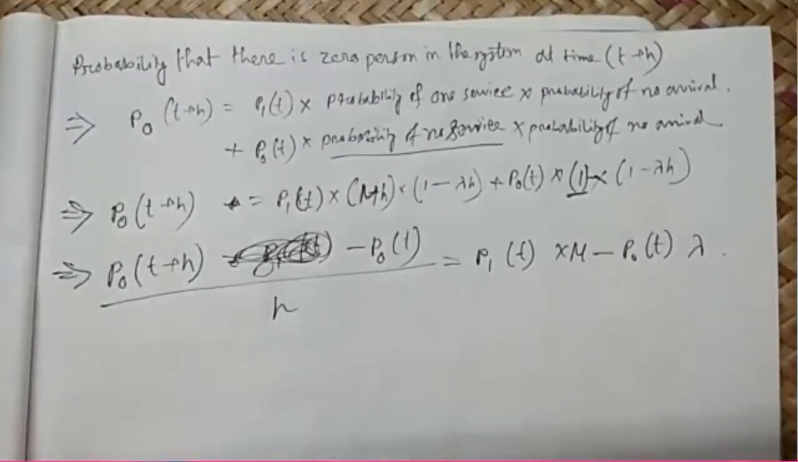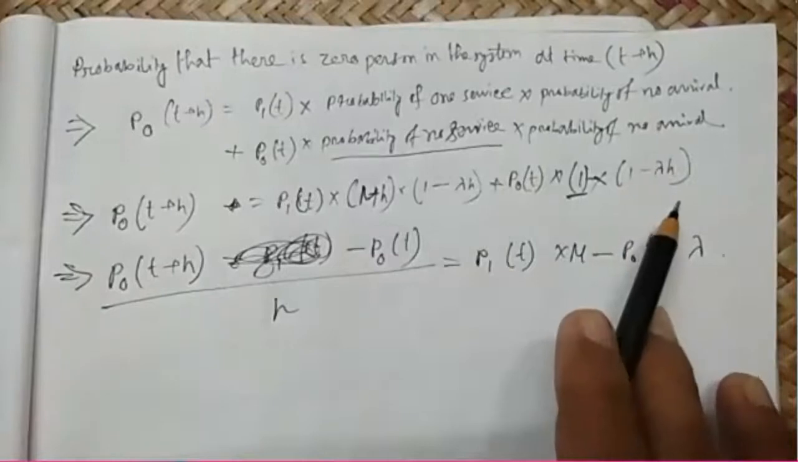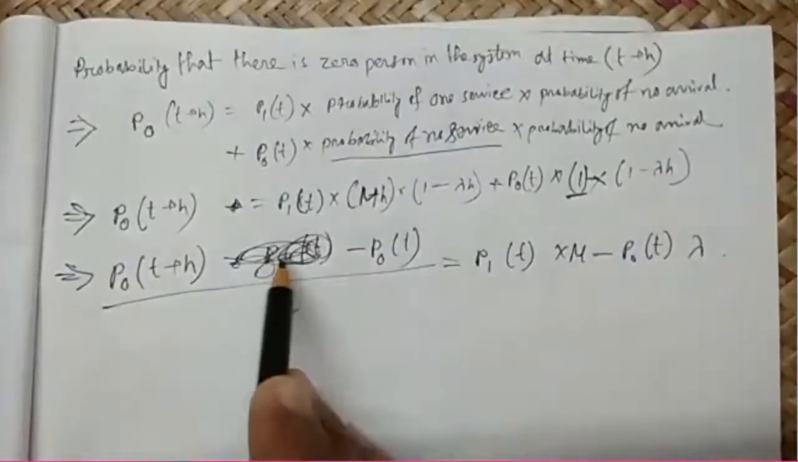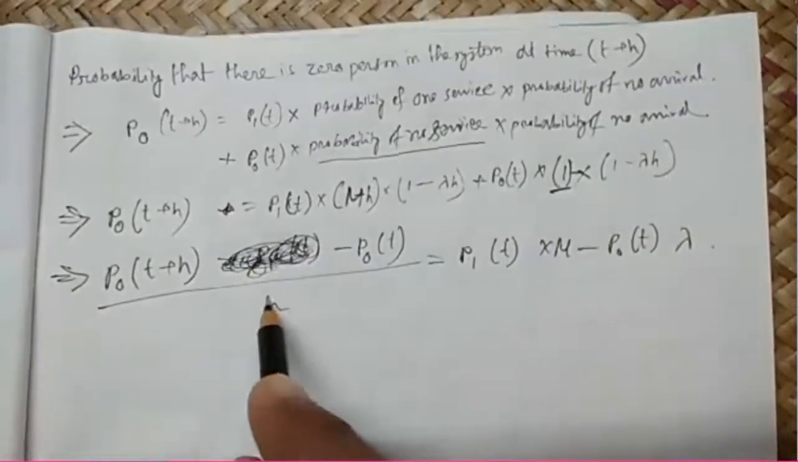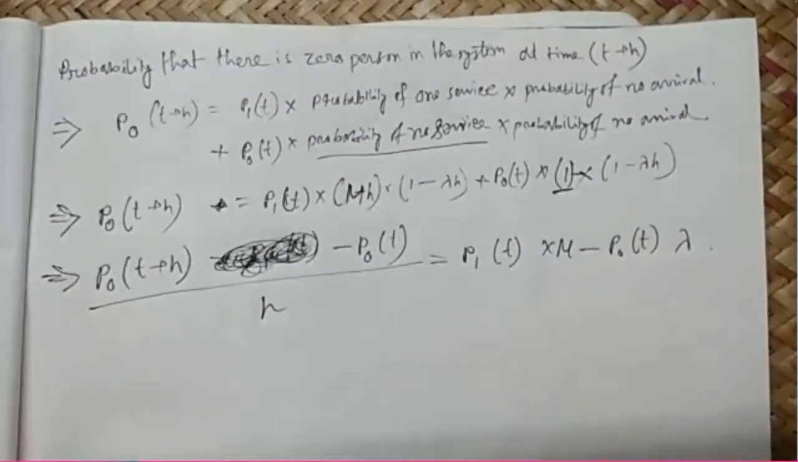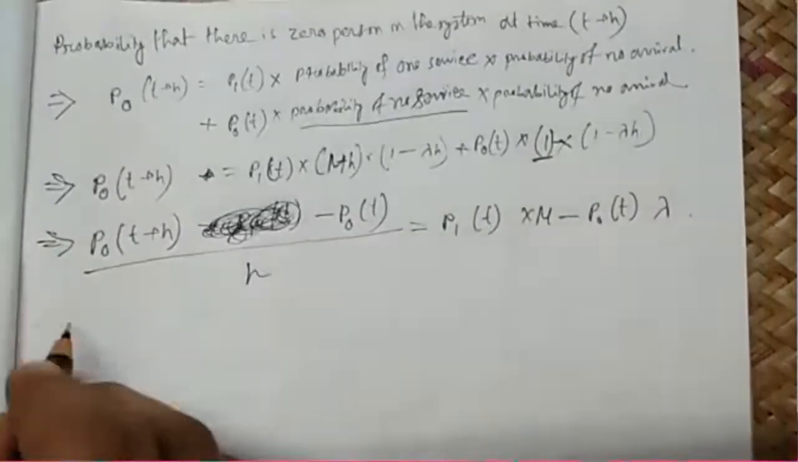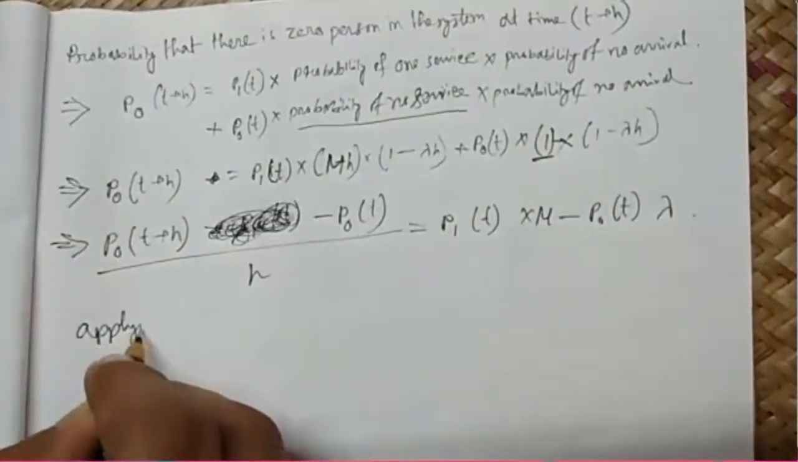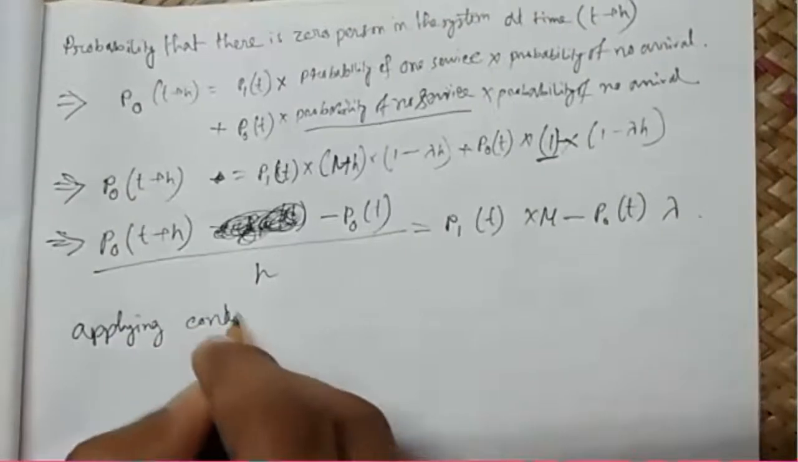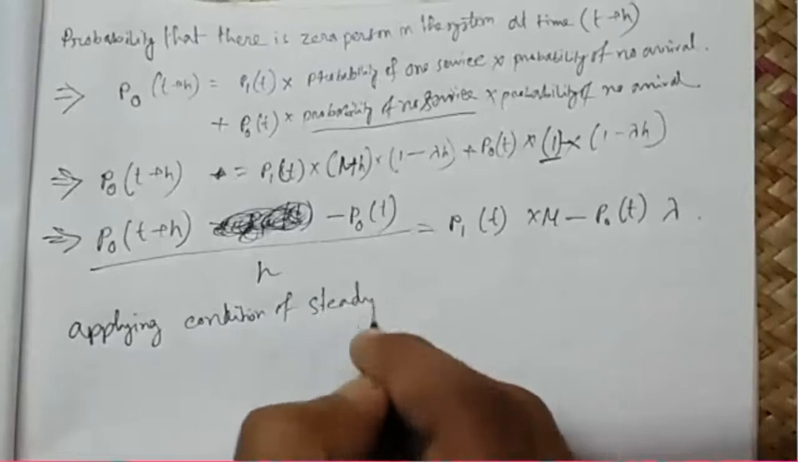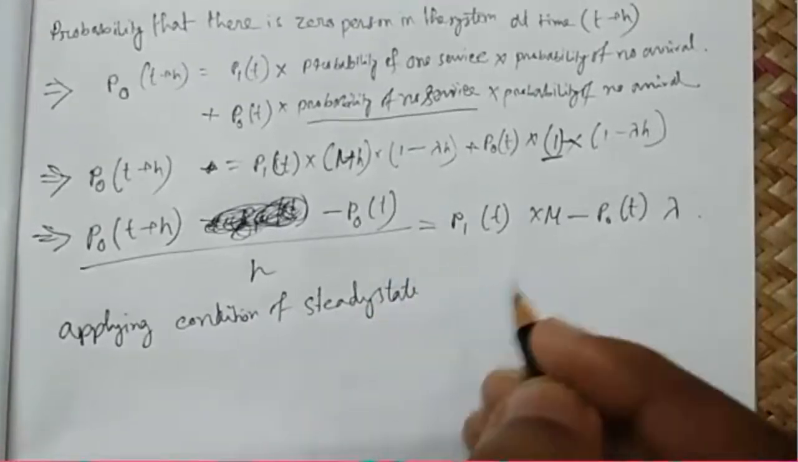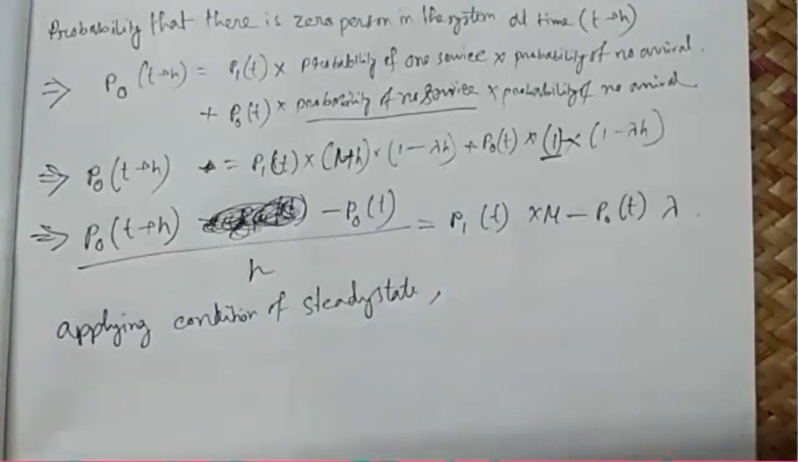Okay, we have just rearranged and simplified the multiplication form, just like we did in the previous derivation. Here, applying the condition of steady state, we know what happens in steady state. All the probabilities will become time independent.